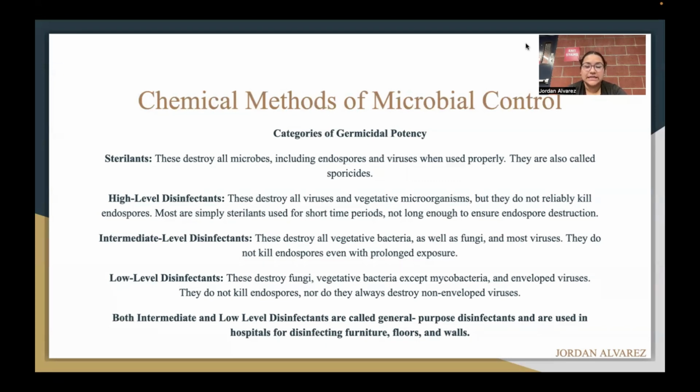Low-level disinfectants. These destroy fungi, vegetative bacteria except mycobacteria, and enveloped viruses. They do not kill endospores, nor do they always destroy non-enveloped viruses. Both intermediate and low-level disinfectants are called general-purpose disinfectants and are used in hospitals for disinfecting furniture, floors, and walls.